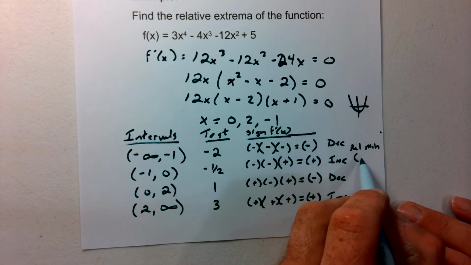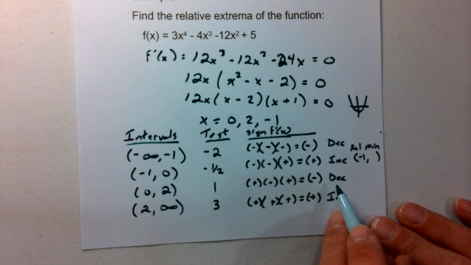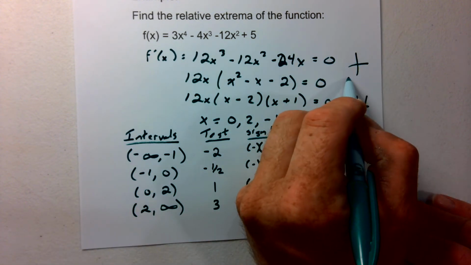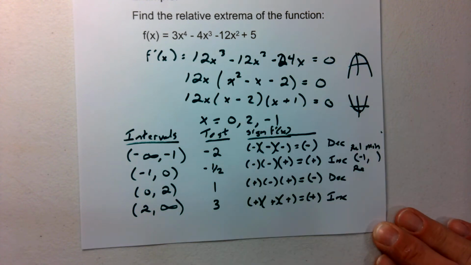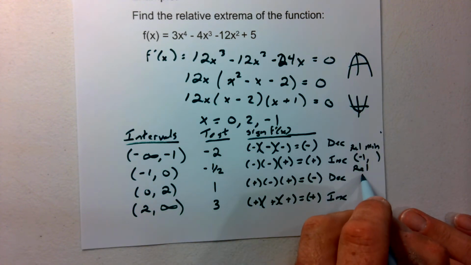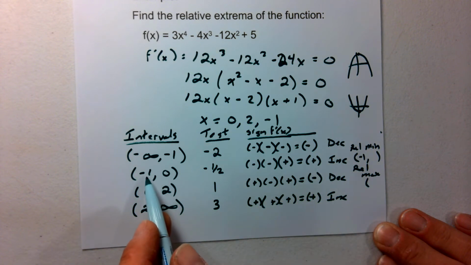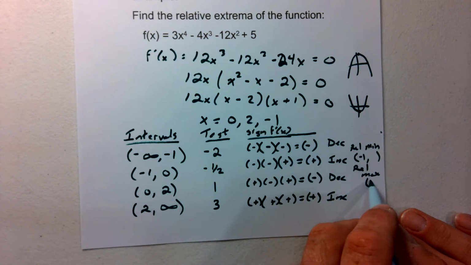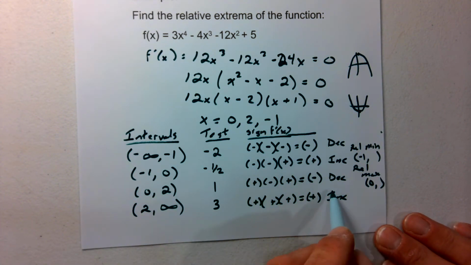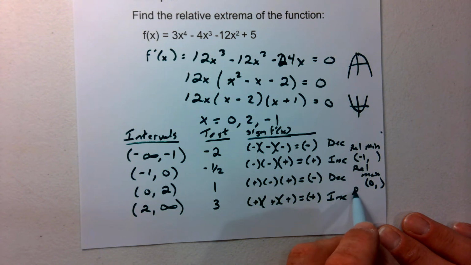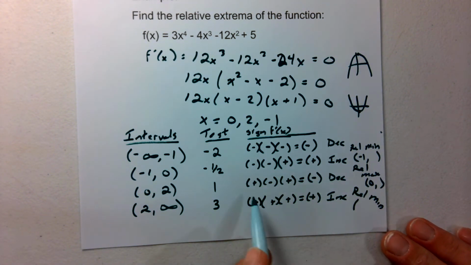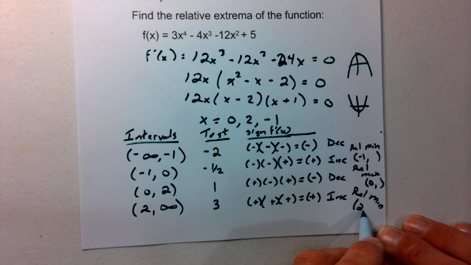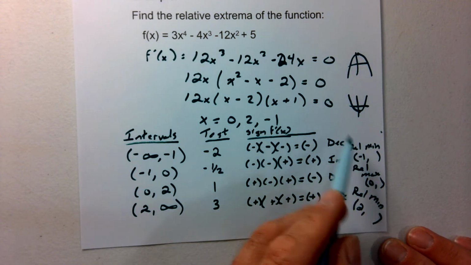And I know that that's going to occur at -1. Going from increasing to decreasing, I'm going up and coming back down, so I have a relative maximum. That point is going to occur between these two intervals, between -1 and 0 and 0 and 2, so when x equals 0. And finally, I go from decreasing to increasing, so I have another relative minimum. That point is between 0 to 2 and 2 to infinity, so it's going to be the number 2.